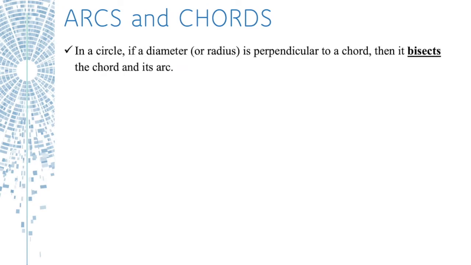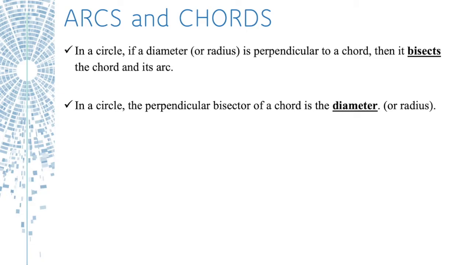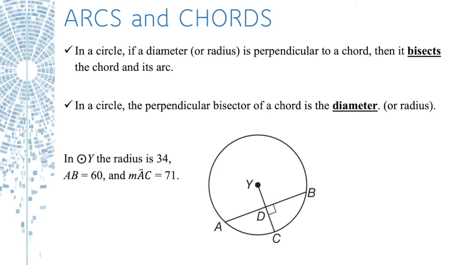Now, in a circle, if a diameter or radius is perpendicular to a chord, then it bisects the chord and its arc. So the flip side of that is, in a circle, the perpendicular bisector of a chord is the diameter, or radius. So here in circle Y, we know that the radius is 34, and we know that AB, the chord, is 60. They're telling us that the radius is perpendicular to the chord, which means it bisects the chord, which means AD is 30. The information also tells us the measure of arc AC is 71.